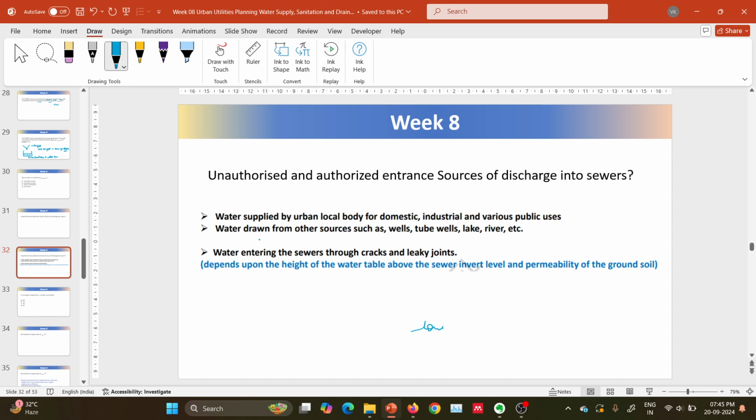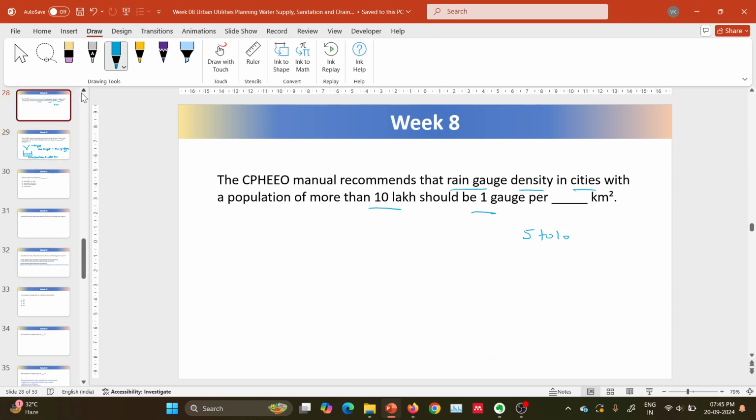This we discussed. Water supplied by our urban local body to domestic, industrial, and various public uses, and water drawn from other sources such as wells, tube wells, lakes, rivers, and water entering the sewers through cracks and leaky joints. Through cracks and leaky joints the water may also come inside. It depends upon the height of the water table and the vulnerability. So there we can add one more thing.